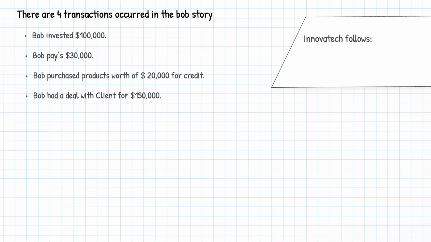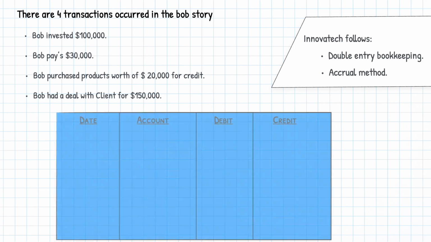It is also important to note that Bob's company, Innovatech, follows the double-entry bookkeeping system and uses the accrual method of accounting. Now let us see how we record each transaction. We start with the first column as the date. In this example, we are not mentioning specific dates. The second column is the account name, followed by the debit and credit columns.